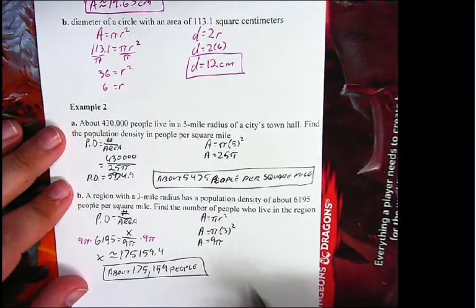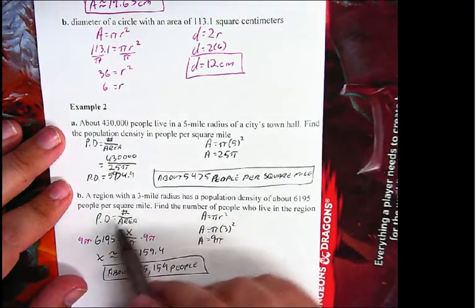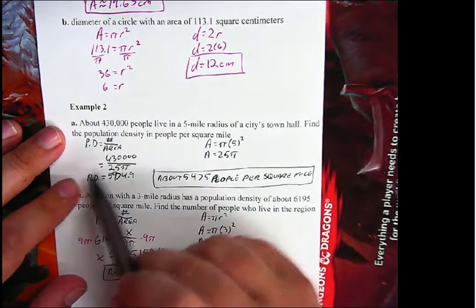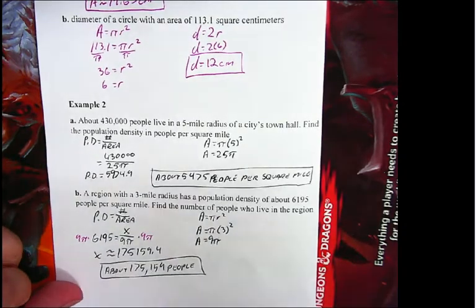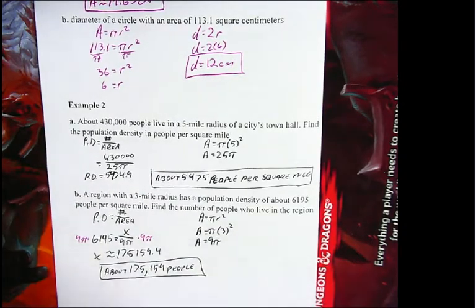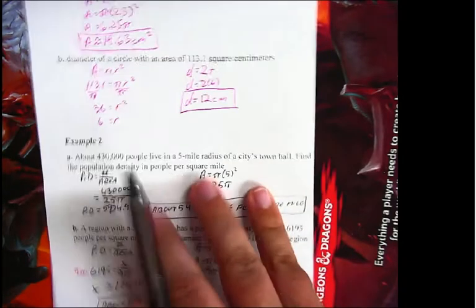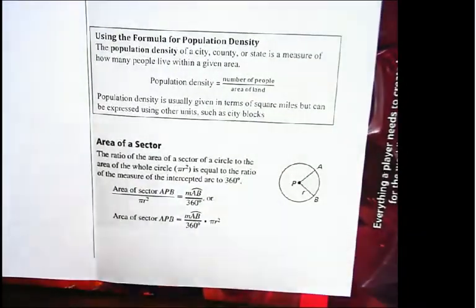Population density. Find the area, find the number of people, divide, and that gets you population density. Or take the population density times the area, and that gives you the number of people. Not too bad. All right, last thing we are going to look at is the area of a sector.